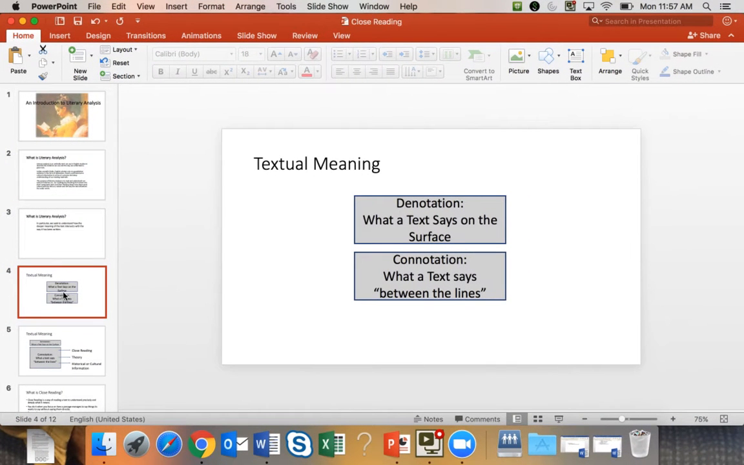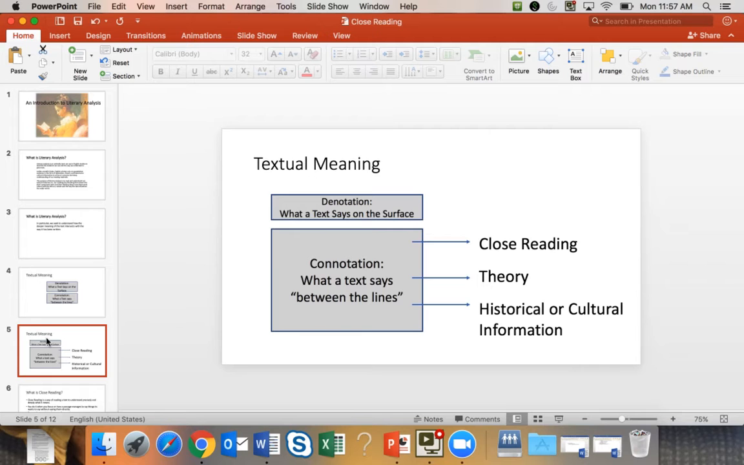And this is what I mean. In any text, we can think about it on two different levels. One is what we call denotation. And by denotation, I mean what the text says on the surface. In a nutshell, it's story. But in addition to that, there's something called connotation. That's a deeper level. And that really is what a text says between the lines.